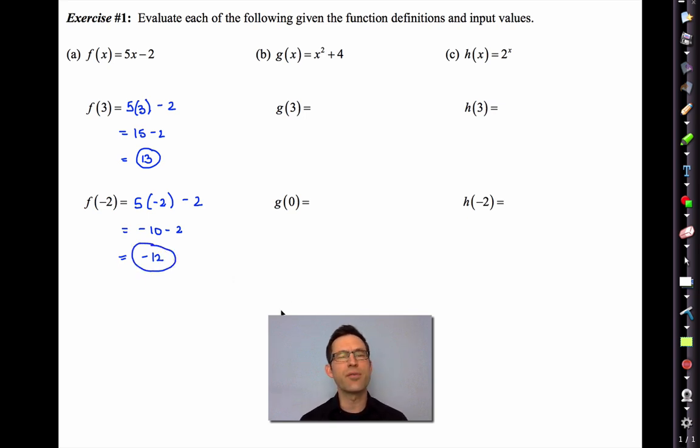Letter B and letter C are very similar. The only difference between them is that the functions are a little bit more complicated. Pause the video now and see what you can do. Try to do it, though, without your calculator, to help you review some important things.